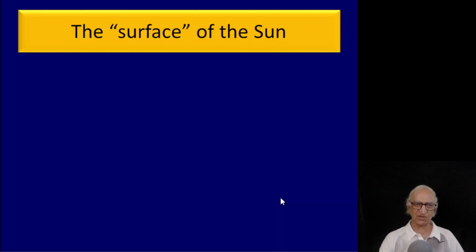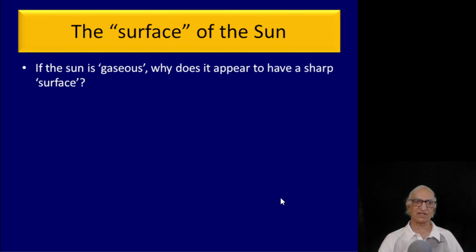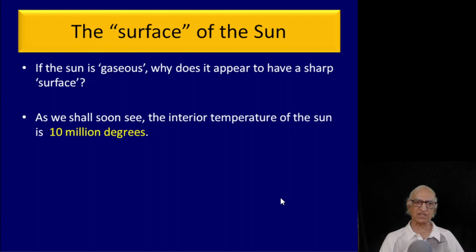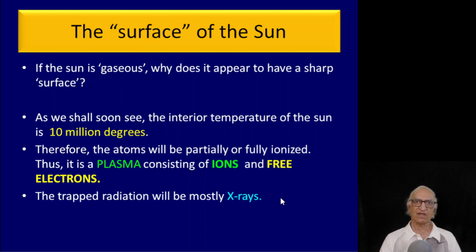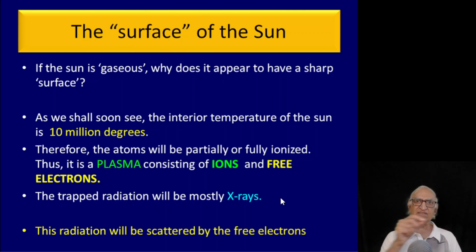But first, let us try to understand why the sun appears to have a crisp surface. As we shall soon see, the interior temperature of the sun is roughly 10 million degrees. At a temperature of 10 million degrees, atoms, all atoms, will be partially or fully ionized. Therefore, the stellar material is a plasma which consists of positively charged ions and negatively charged electrons moving around freely as a gas. If a gas is at a temperature of 10 million degrees, then according to Planck's law of black body radiation, the radiation will be primarily at X-ray wavelengths. And these X-rays will be scattered by the free electrons in the stellar material.